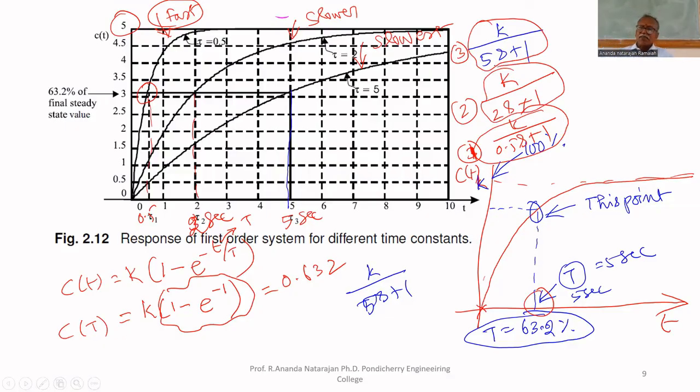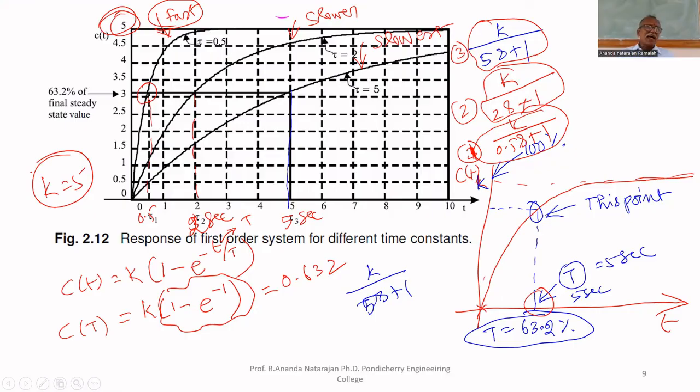By looking at the time constant, we can say which is fastest. But in all the three cases, k equal to 5. That's why all settled at 5. Finally, it reaches 5 because k equal to 5.